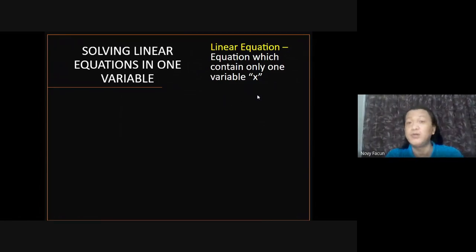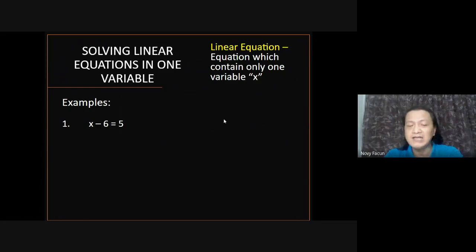Yun yung x, or pwedeng A, pwedeng B, or any letter from the English alphabet. Okay, example natin, we have number 1, the equation is x minus 6 equals 5. So, ano yung rule na step 1 natin? You have to simplify each side if needed.